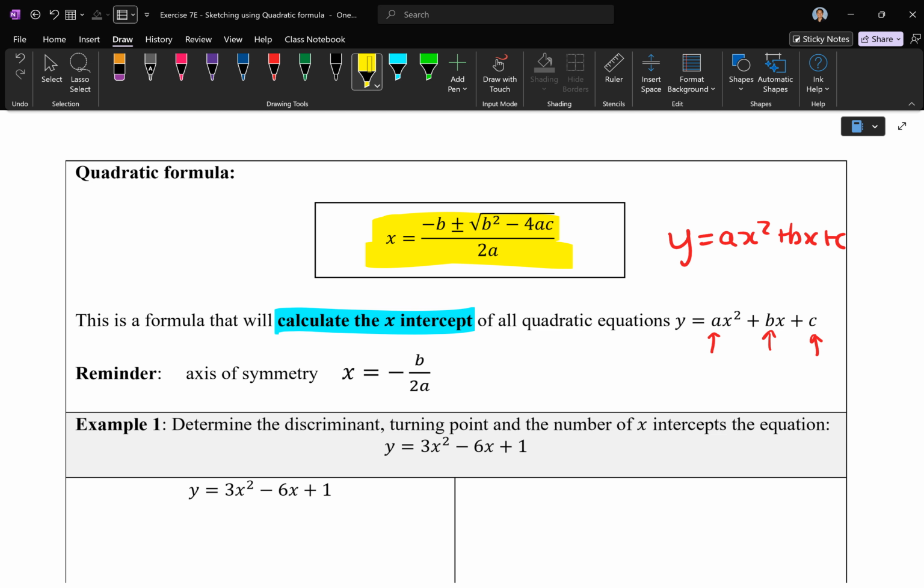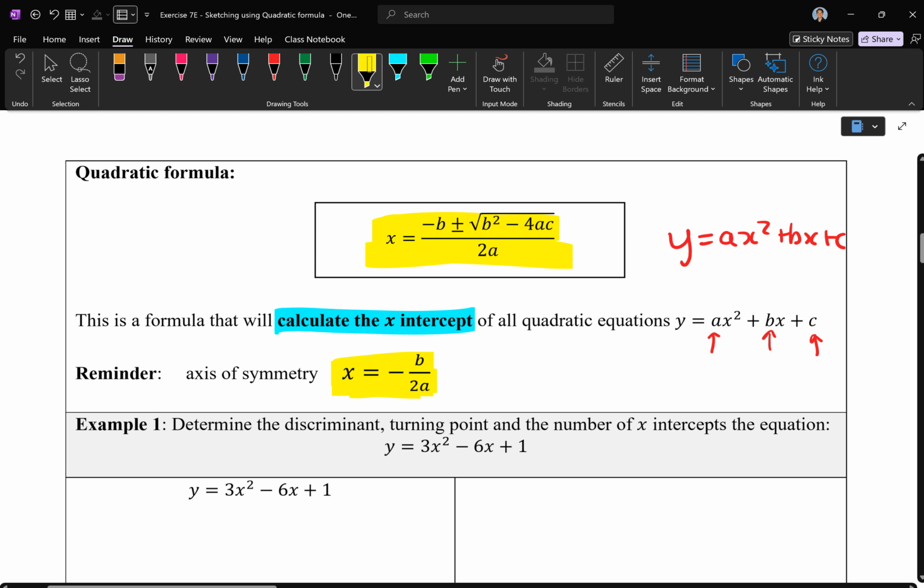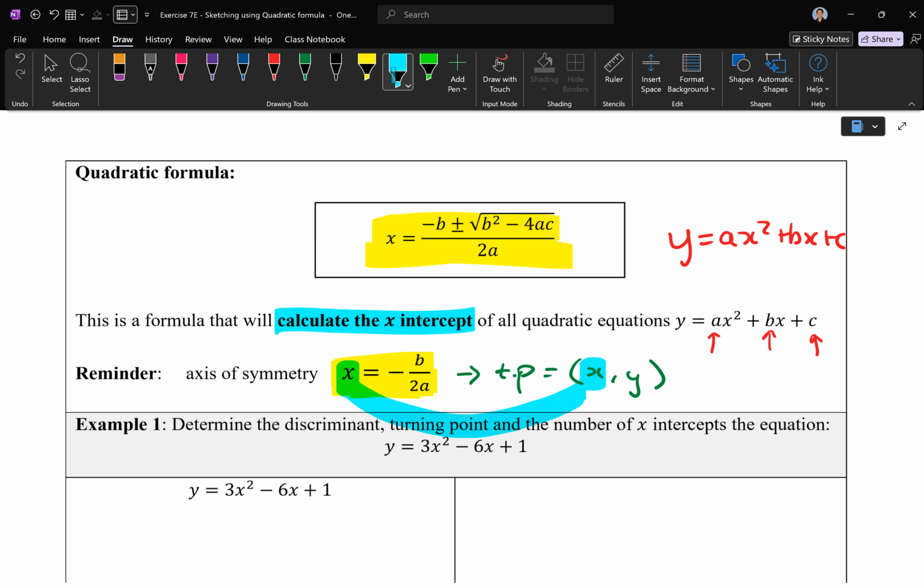The other formula I gave you, it's called the axis of symmetry, but really it's to find your turning point. So write that as a note in case you've forgotten. That formula there, negative b divided by 2a, will help you find the x-coordinate of the turning point. So you've got two formulas that you can rely on, that you can still sketch with, even if you don't know any algebra at this point. You can just substitute and solve.